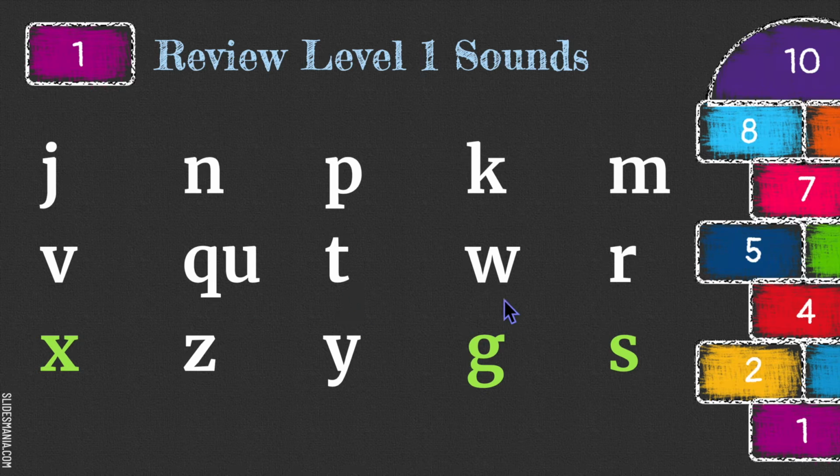T, w. X says x most of the time, but at the beginning of a word, it can say z. We're only concerned about the consonant sound of Y at this point. Y, g, j, s, z. How did you do? Don't move on to the rest of this lesson unless you got most or all of these correct.